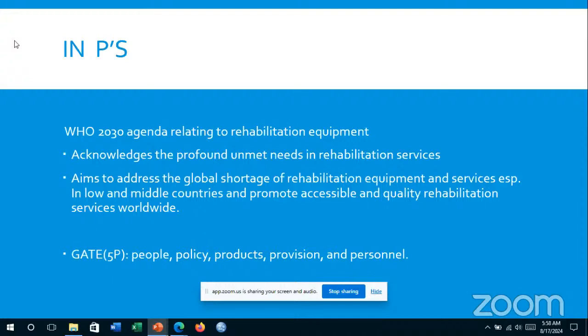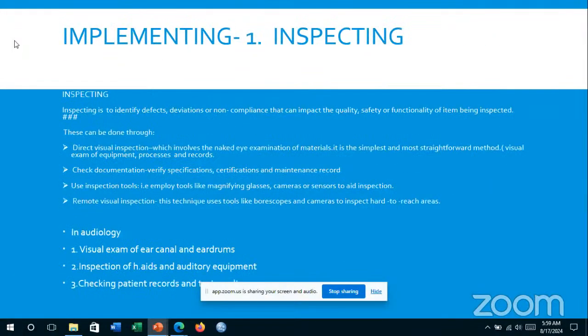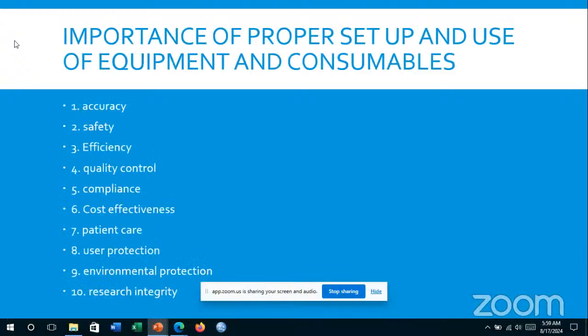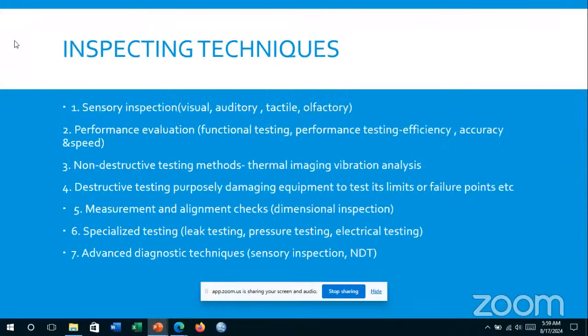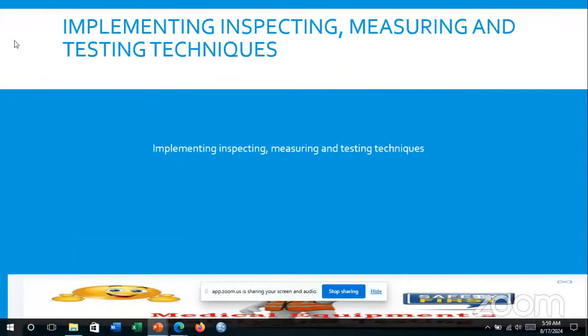That is when we are talking about GATE, that is global accountability technical heat. So talking about people, policy, product, provision, and personnel that will be involved before all these things can be well achieved. So these are the pictures of consumables. As we have medical consumables, so we have office consumables, and we have clinic consumables, and all other ones around here. All are supposed to be around us. We're supposed to have all of them.